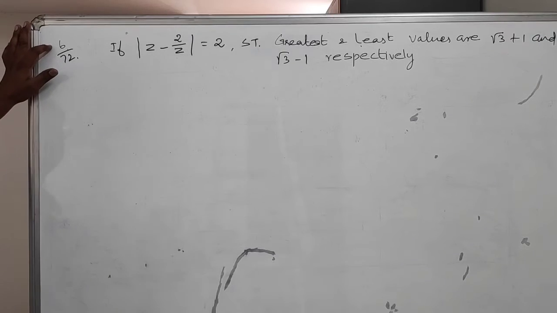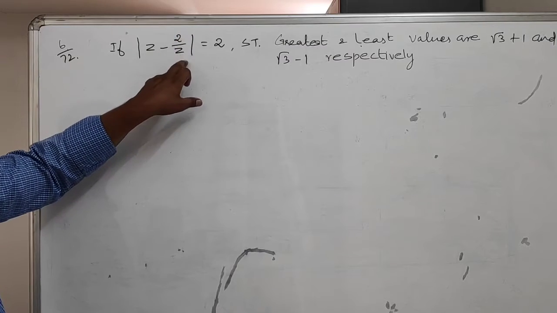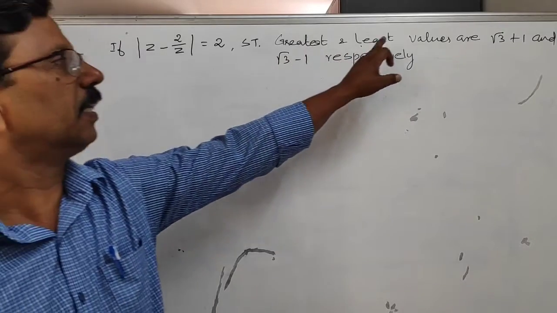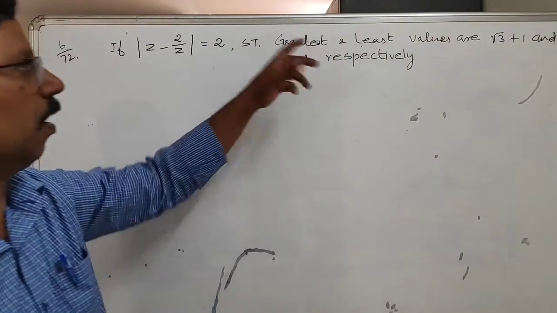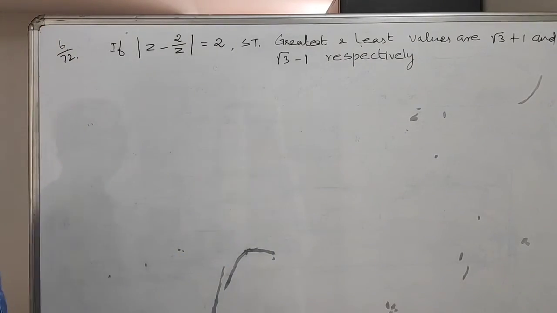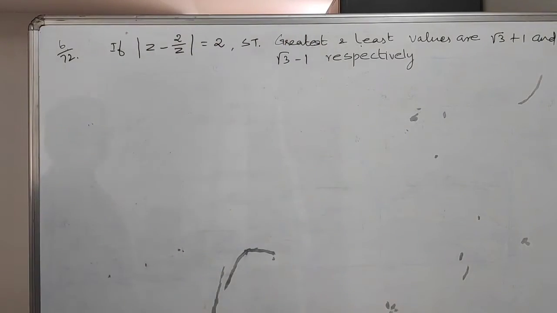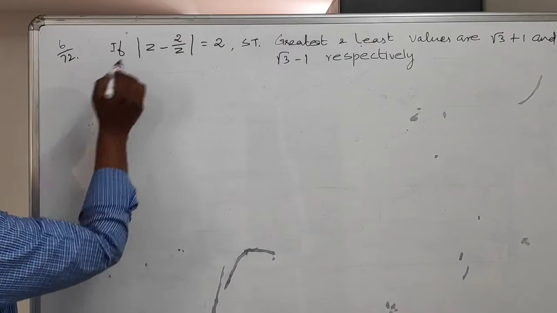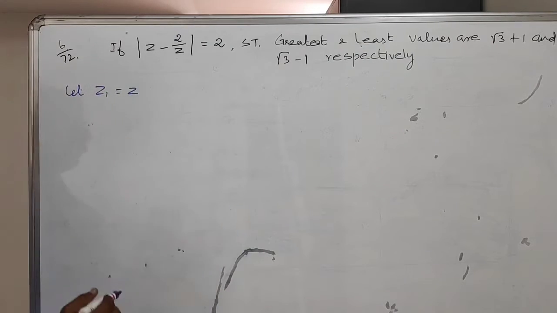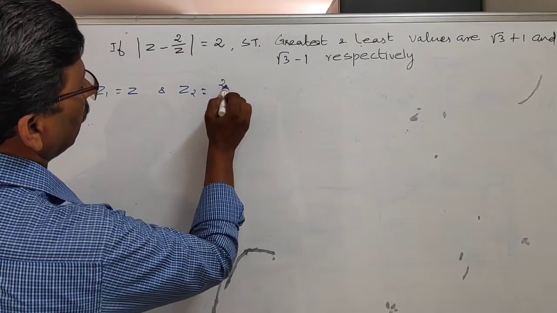The problem number 6 on page number 72: if modulus of Z minus 2 by Z is equal to 2, then show that the greatest and least values of modulus Z are root 3 plus 1 and root 3 minus 1 respectively. Now this problem we cannot do like the previous problem. For that we can consider this identity. Let Z1 is equal to Z and Z2 is equal to 2 by Z.